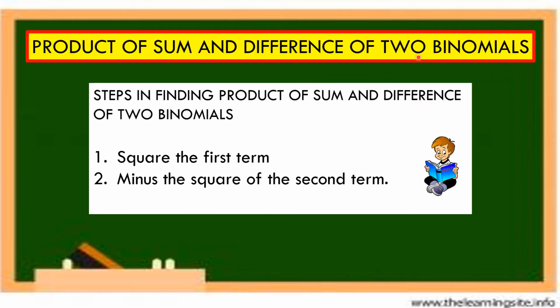Product of sum and difference of two binomials. Steps in finding the product of sum and difference of two binomials. Number 1, we square the first term. Number 2, minus the square of the second term.